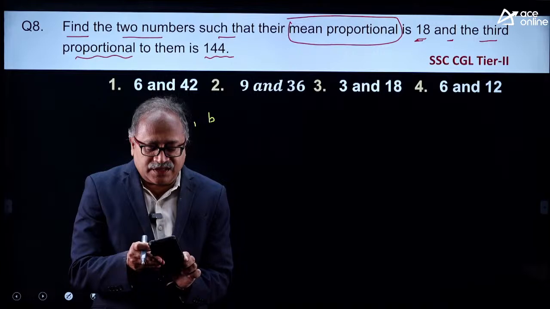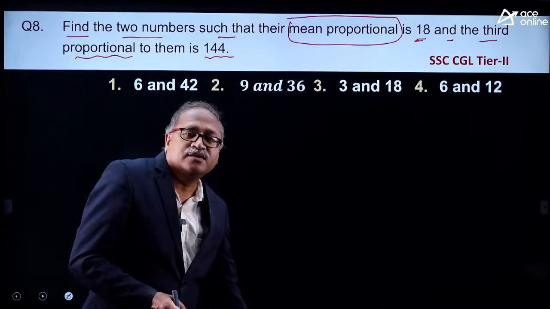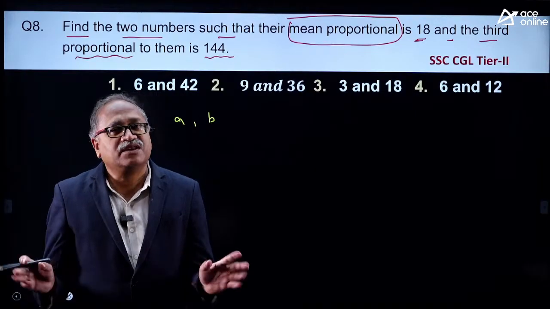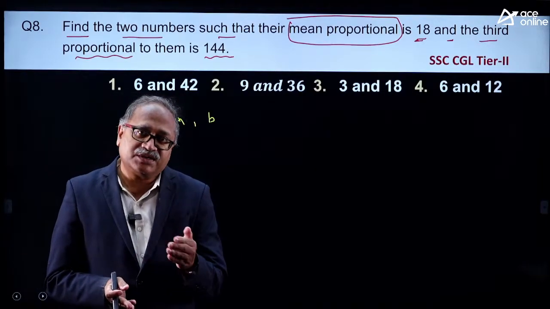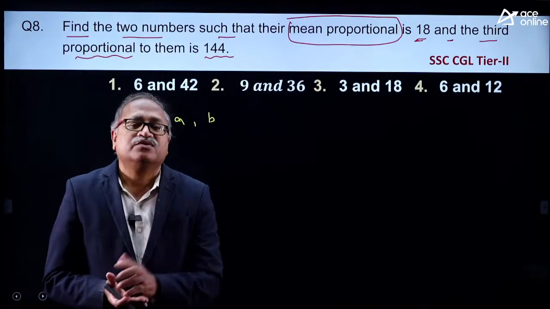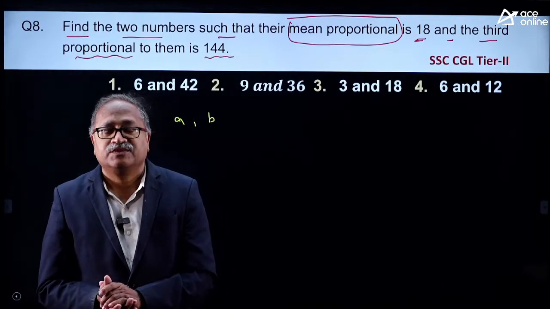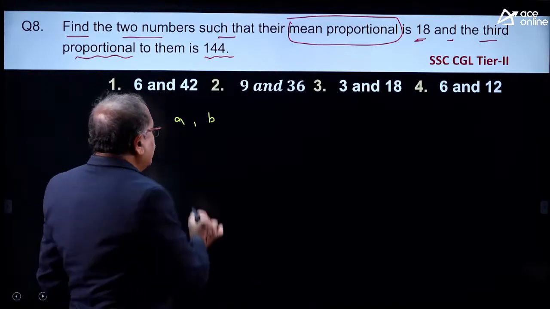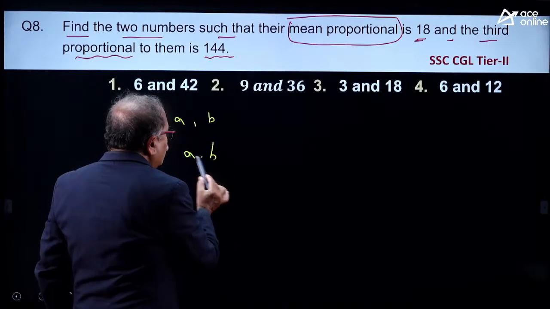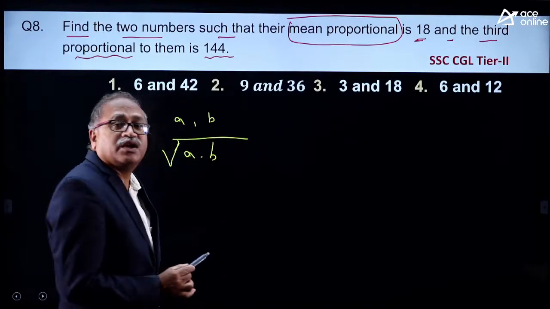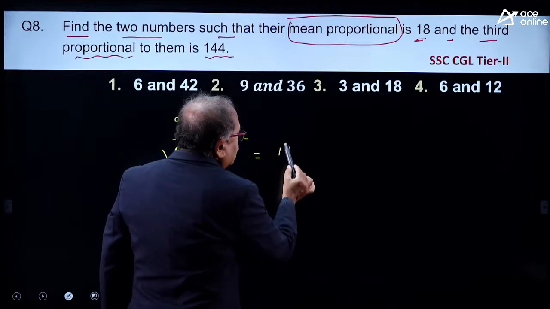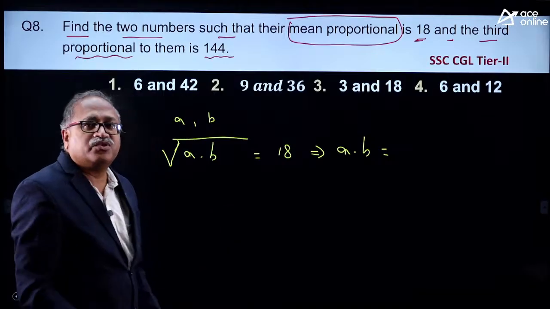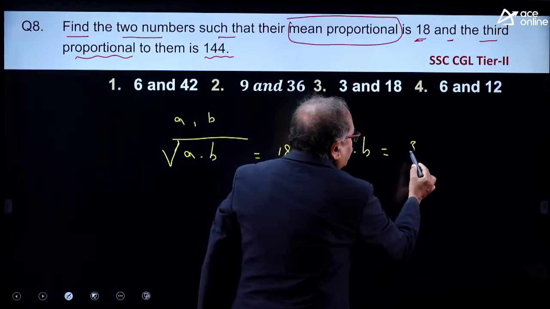I hope Sheikh Abdullah is understanding this question. The problem here is, if you go with the general approach step by step, it will take a lot of time. So after certain steps, you need to go with option verification. Look at this one. The mean proportion of A and B is nothing but the square root of A into B, and it is given to us as 18. So what is A into B? Squaring on both sides, that is 18 square, which is 324.